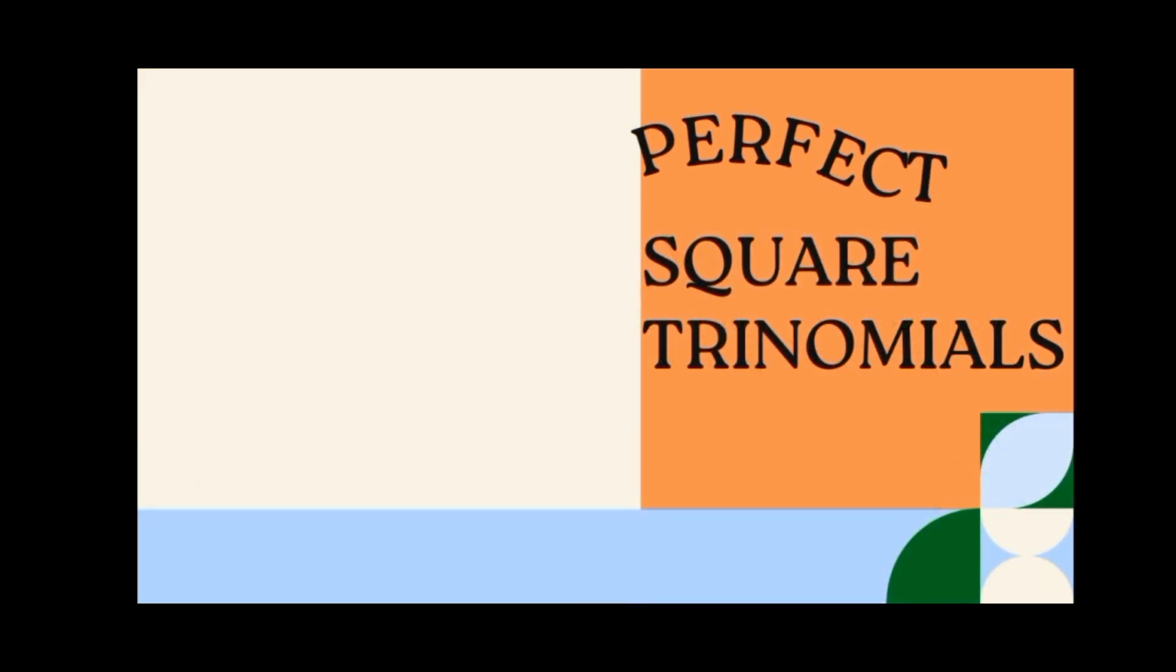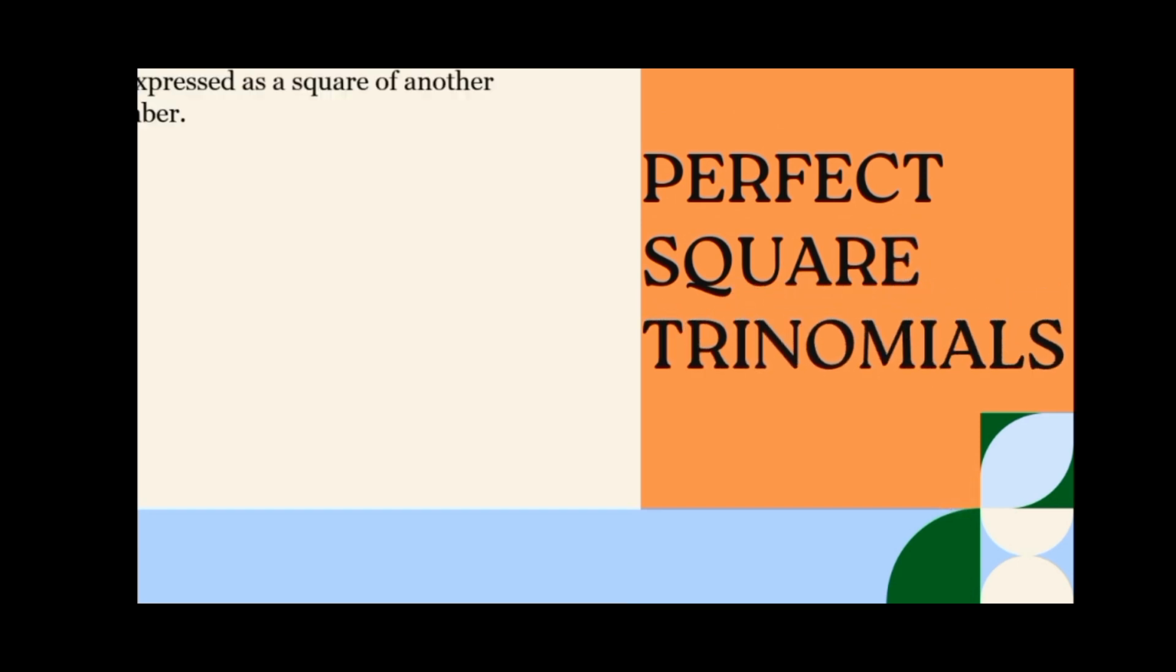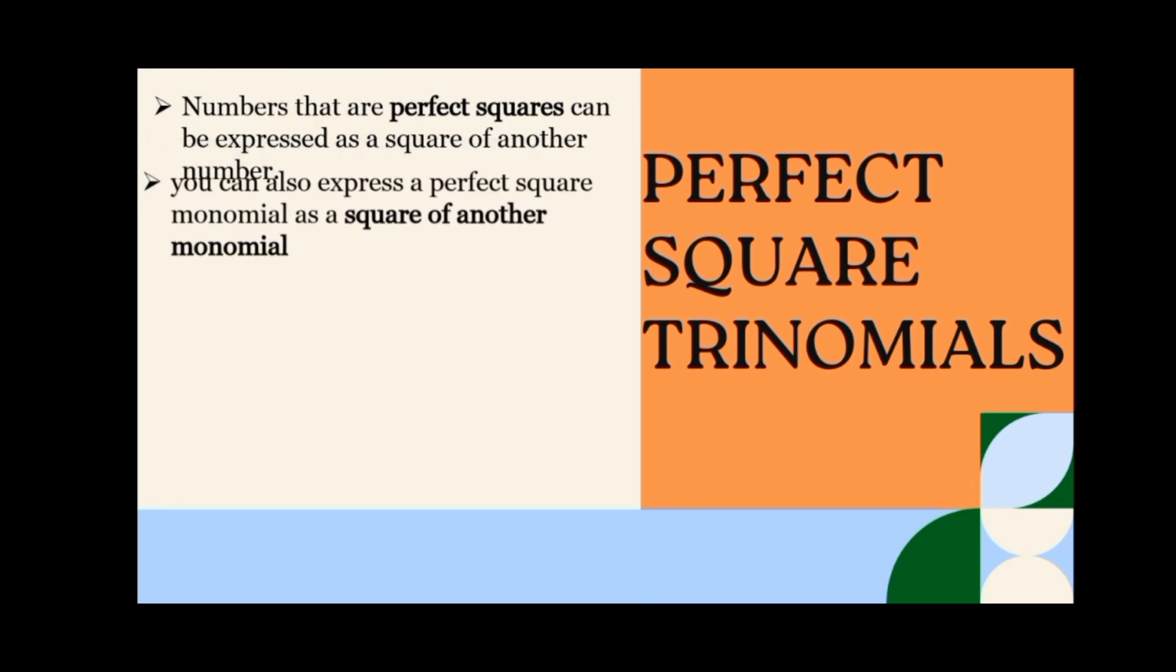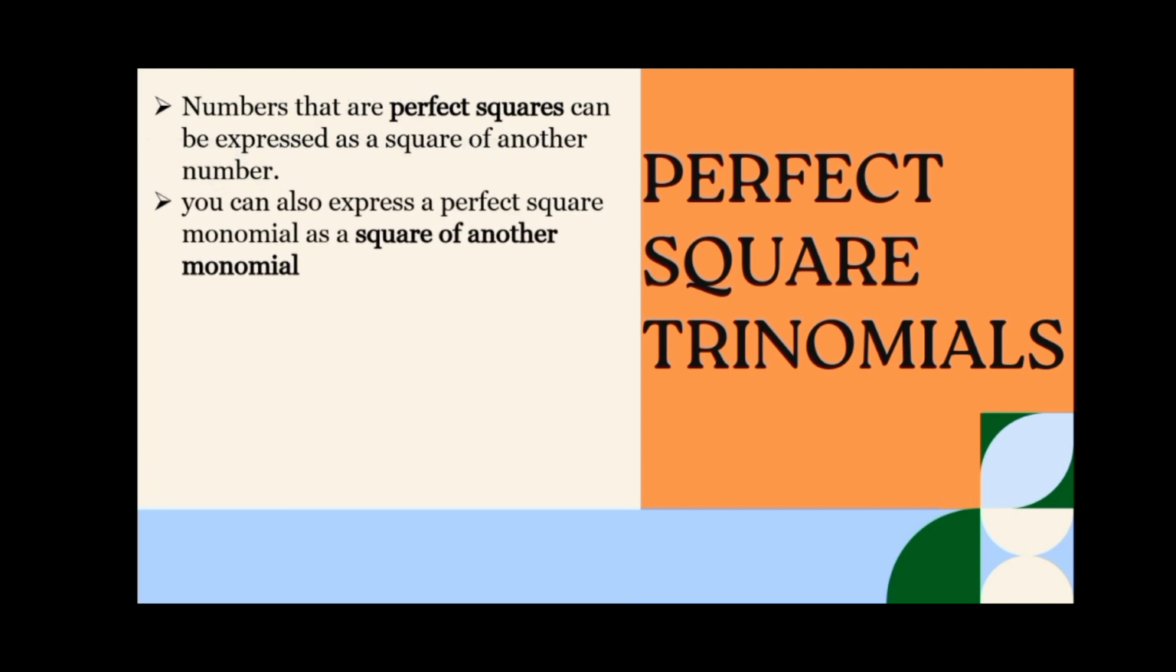How will we know that a given expression is a perfect square trinomial? The definition is that the numbers are perfect squares and can be expressed as the square of another number. We can also express a perfect square monomial as the square of another monomial. Here are some examples. 25 is a perfect square of 5 squared. 144 is a perfect square of 12 squared. 64a squared is a perfect square of 8a raised to 2. x squared times y raised to 4 is equal to the quantity xy squared, raised to 2.